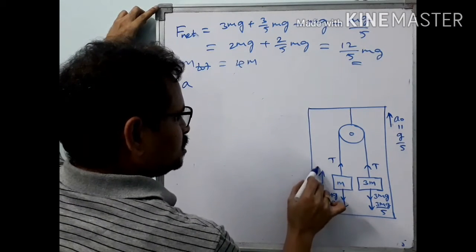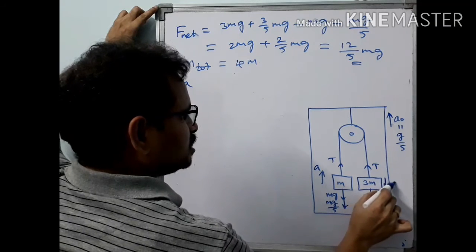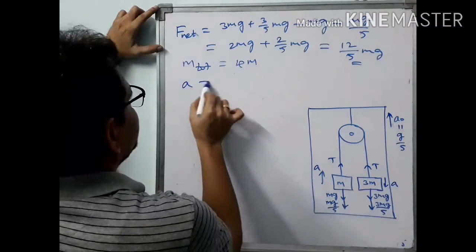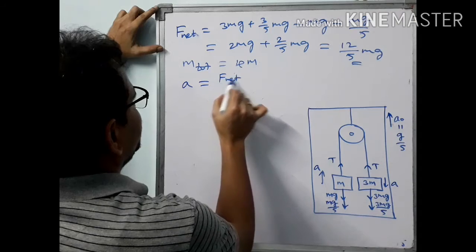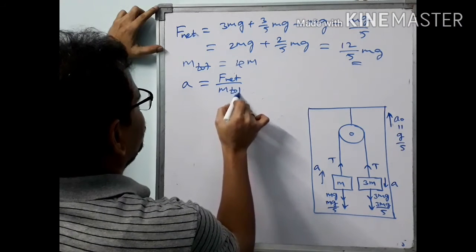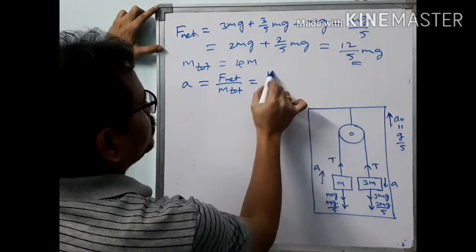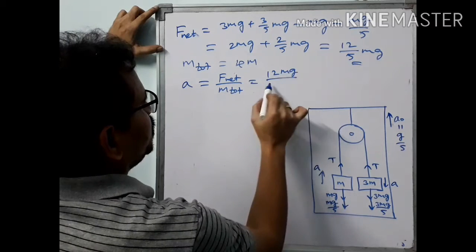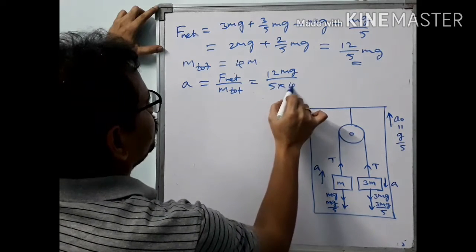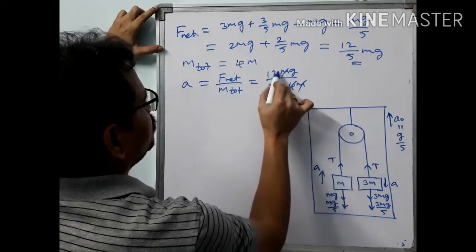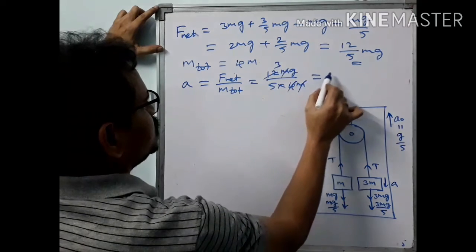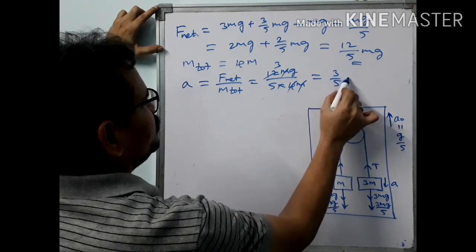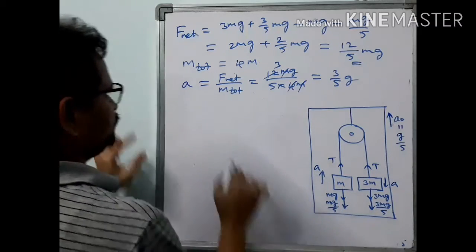So what is acceleration? This one is having acceleration in upward direction, this one is having acceleration in downward direction, no? So what is acceleration? F net by m total. What is F net? 12 mg by 5 into 4m. m cancels, 4 goes 3 times, so this is equal to 3 by 5 g. Acceleration is 3 by 5 g.